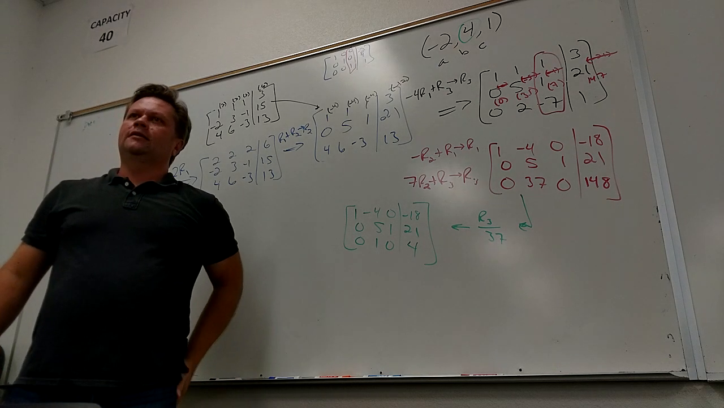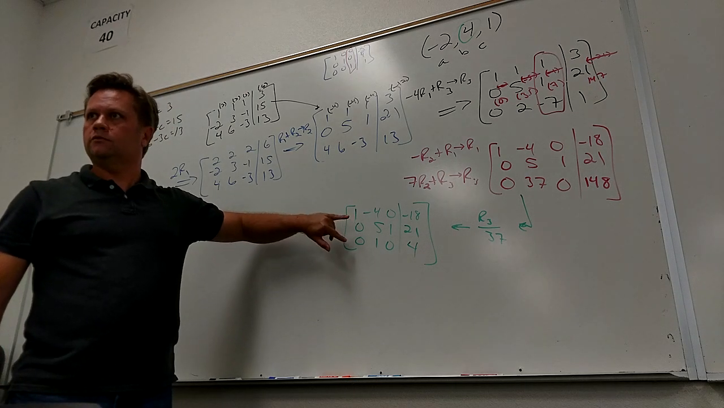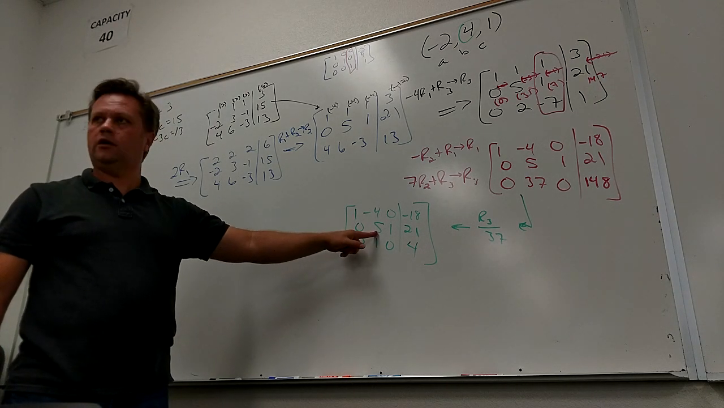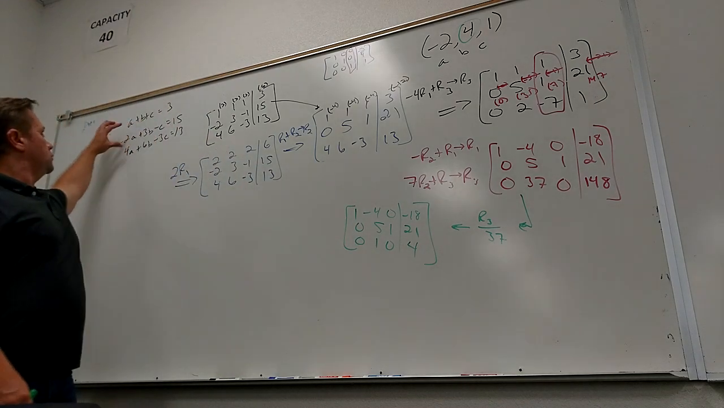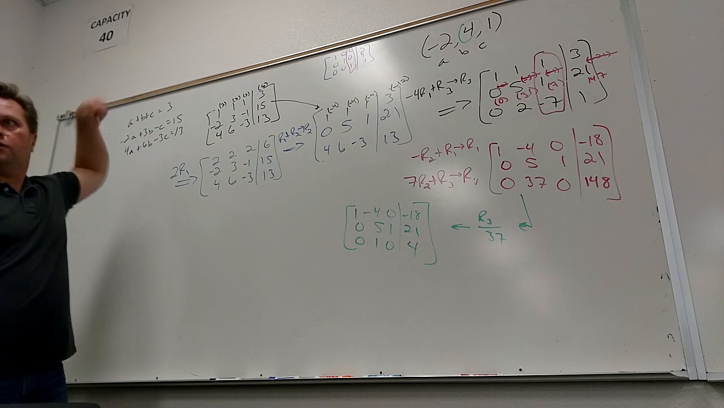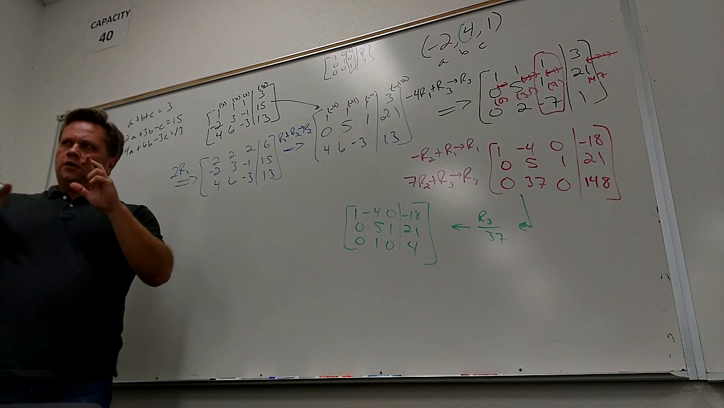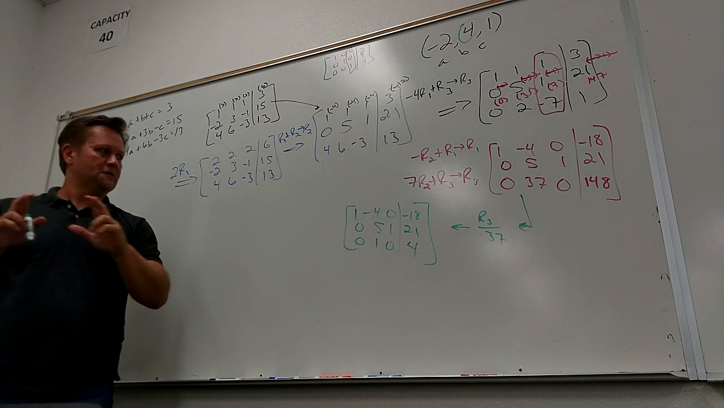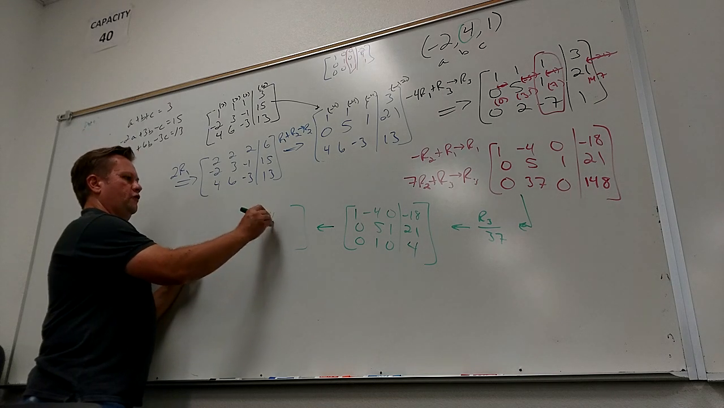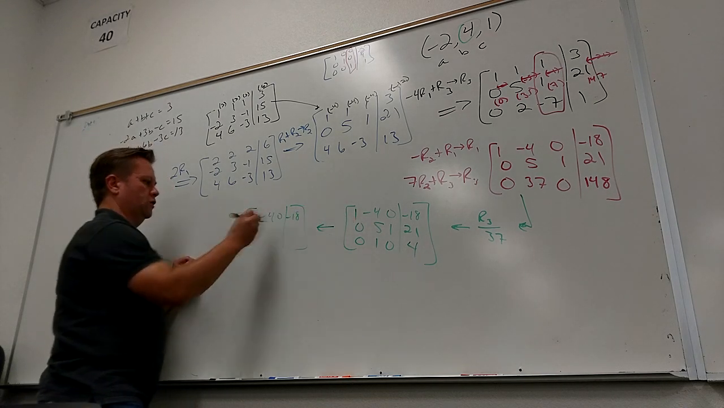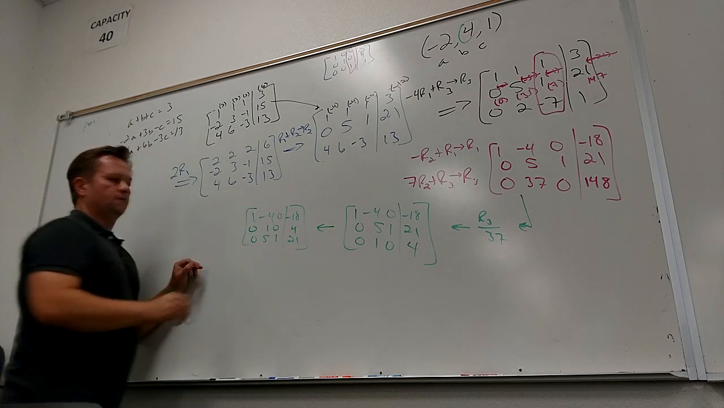Now somebody pointed out that these two rows are in the wrong order, so just switch them if you want to. Where should that middle one be? Should be right there. So you just switch the rows. Again, switching rows, not a big deal. It's just like changing the order the equations were given to you. Doesn't change the answer. If we want to make this its own little step, sure. 1, -4, 0, and -18. Switch the rows. So 0, 1, 0, 4, 0, 5, 1, 21.